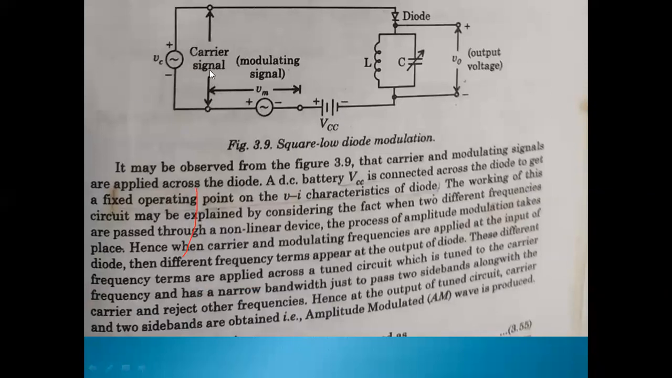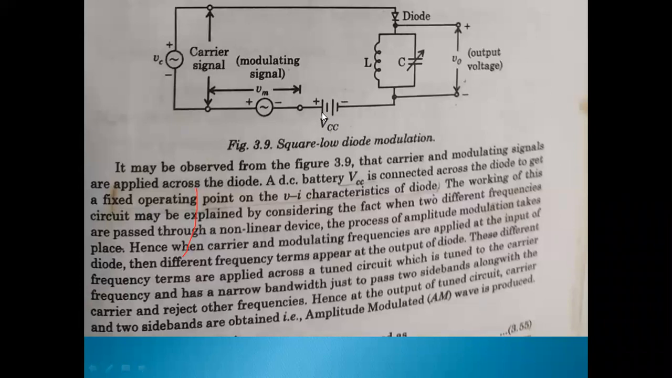In the circuit, two sources are used for the diode. The input of the diode is given as two sources. One is a carrier signal source, another is a modulating signal source. The carrier is VC and the modulating signal is VM. Students, please note the polarities here, the plus or minus. And VCC is applied as the operating voltage of the circuit.